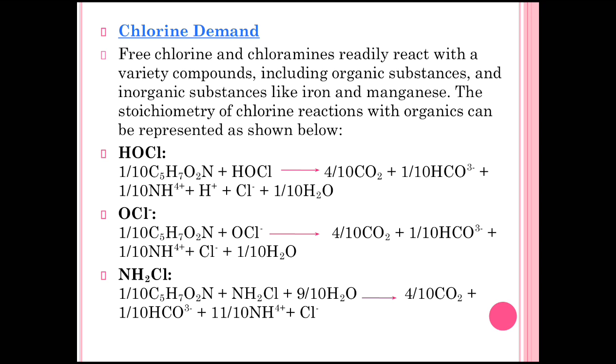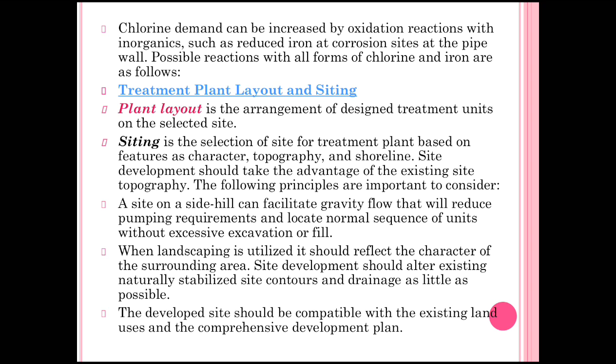These are the chlorine demand reactions. Demand can also increase by oxidation reactions with inorganics such as reduced iron at a corrosion site at the pipe wall. The possible reactions of all forms of chlorine and iron are as follows.